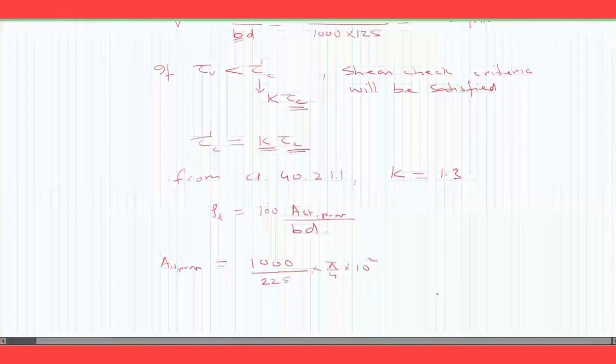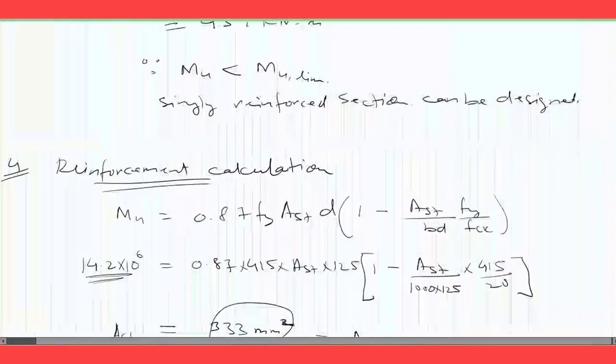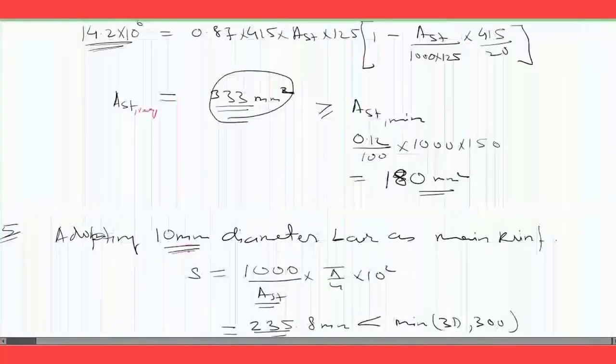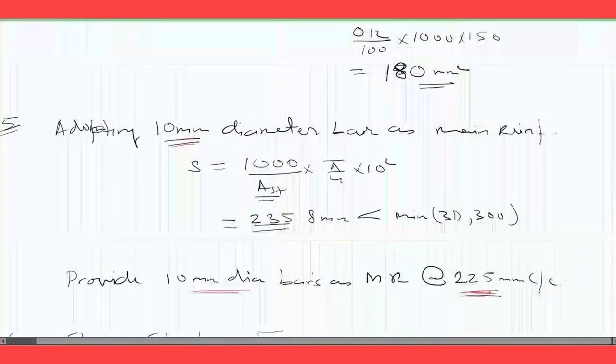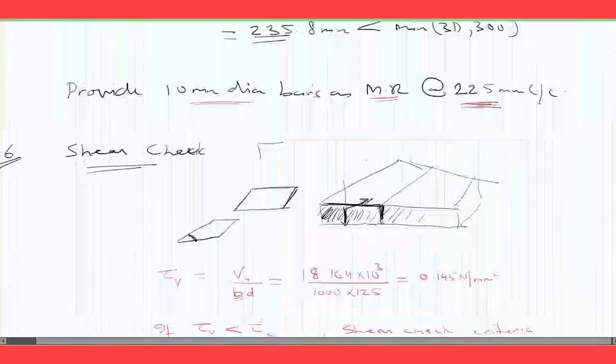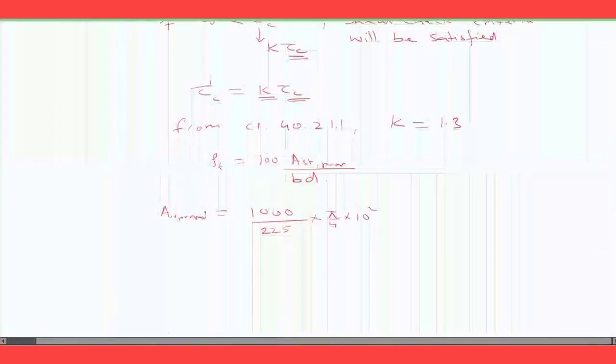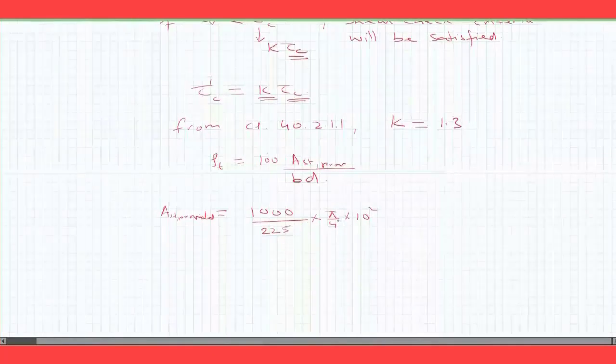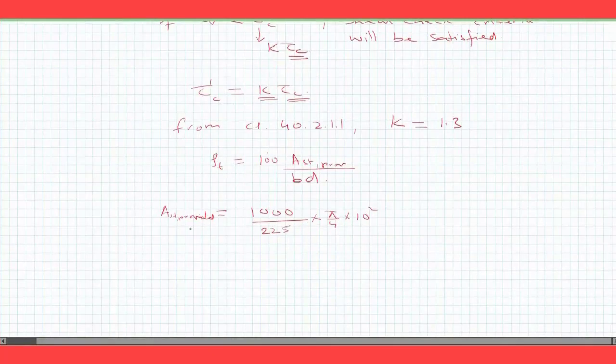Required steel was 333 millimeter square, which we calculated here as AST required. Based on this required steel, I said I'll be providing 10 mm dia, and I computed S. It was 235.8 millimeter center to center. But rather than going with 235.8 millimeter center to center, let us provide 10 mm dia bars as main reinforcement at 225 millimeter center to center. Obviously, provided steel will be more compared to the required steel. So AST provided is 1000 divided by 225, which gives you the number of bars in 1 meter strip, into pi by 4 into 10 square. So this is your AST provided.